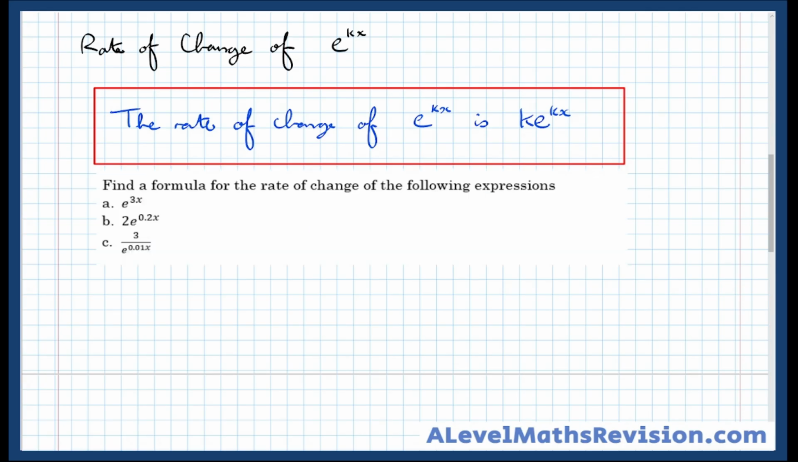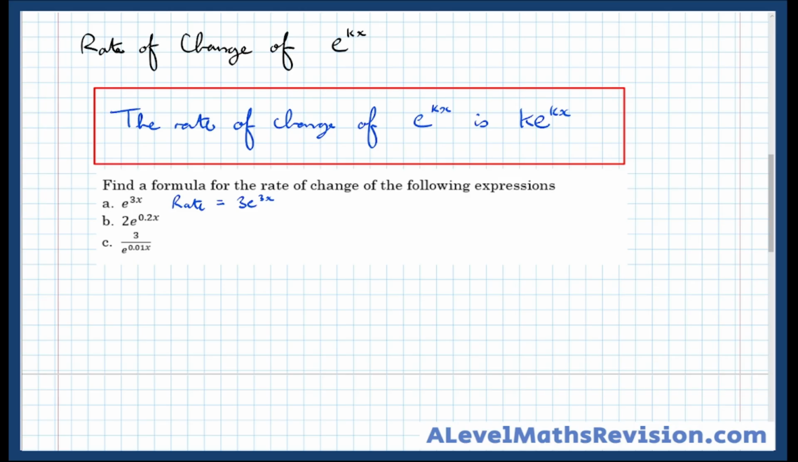So let's do a little exercise here to put that into practice. Find a formula for the rate of change of the following expressions. Well, the first one, e to the 3x. Using the formula above, the rate of change of e to the kx, the rate here becomes 3e to the 3x.